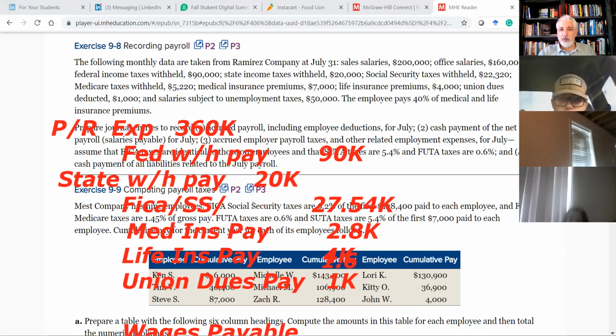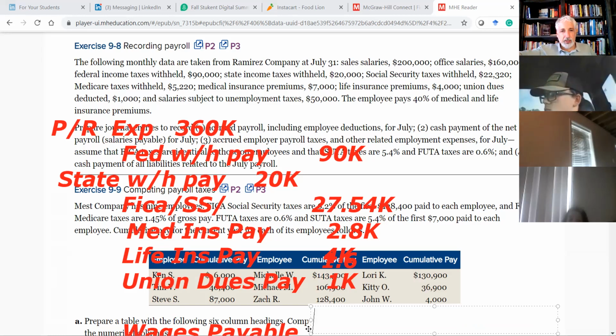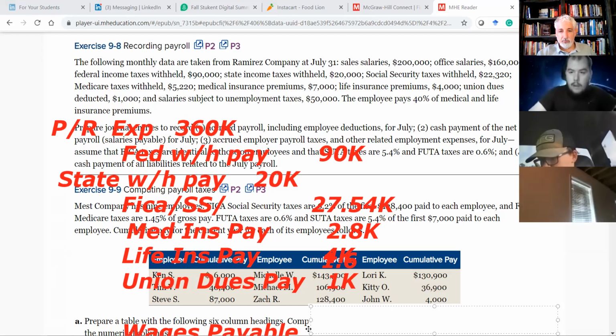So does everybody see how we're getting all these payables out the door? And how the wages payable, bottom line, we're going to have to calculate whatever the remaining balance is here. So if someone can take the 360, subtract the 90, the 20, the 27.54, the 2.8, the 1.6, and the 1, and give me a number for the wages payable, please. 213.06. Thank you very much. Sounds about right. 213.06.